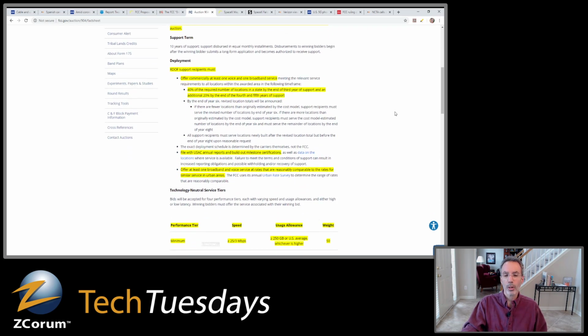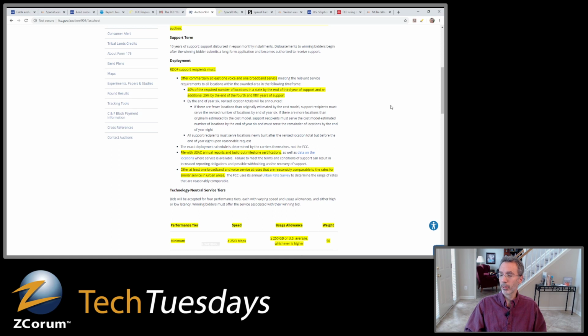The people that are going to apply for this have to be able to offer commercially at least one voice and one broadband service, meaning data and voice, and 40% of the required number of locations in a state by the end of the third year, and an additional 20% by the end of the fourth and fifth years of support. So a lot of times the FCC will set up these milestones, so you can't just get the money and then in 10 years say, okay, well, we did the best we could.